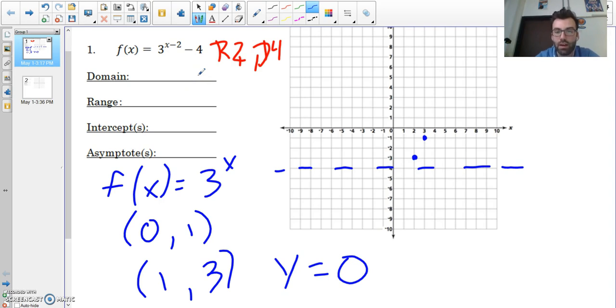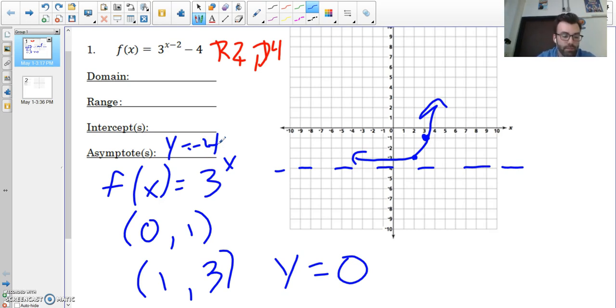Then after that, I'm going to just connect my dots. Maybe I'll just connect them this time. And if you don't connect your dots, just make this one dot a little bit bigger, you know? Now we have to identify our key features, our domain and range, intercepts, and asymptotes. Asymptotes we just talked about. It's y equals -4, since I moved my graph down 4.